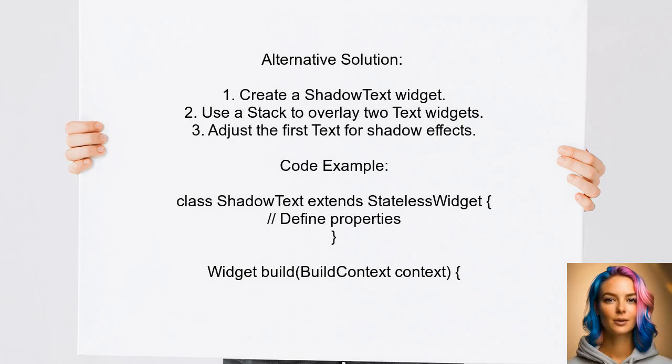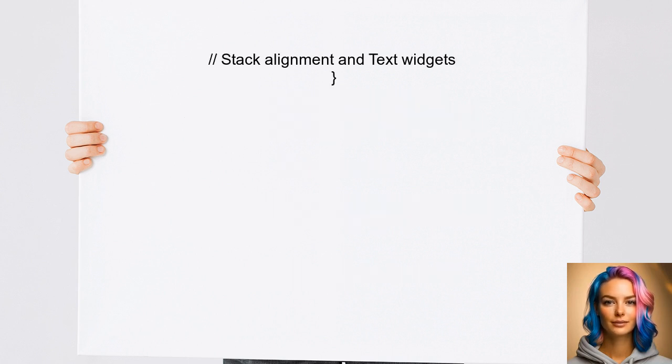An alternative approach to adding shadow to text in Flutter is to create a custom widget called ShadowText. This widget uses a Stack to overlay two Text widgets. The first text widget displays the shadow with a darker color and slight opacity, while the second displays the actual text. You can customize properties like text alignment and maximum lines.